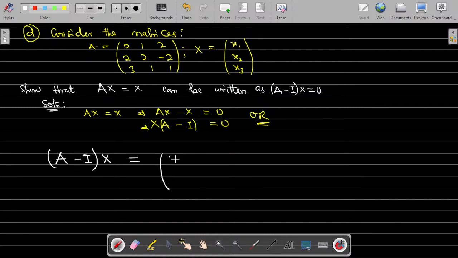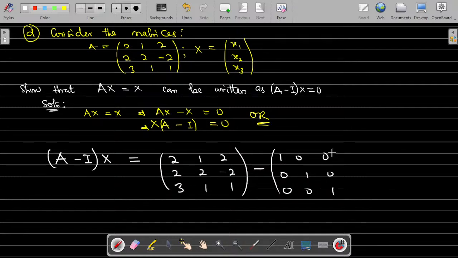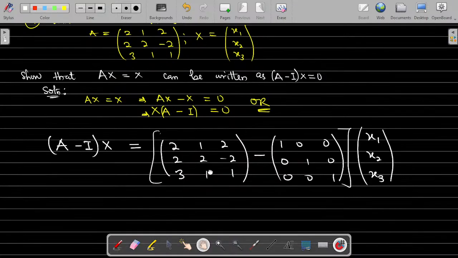Now this is the same thing as having your A. Our A is 2, 1, 2, then 2, 2, minus 2, then 3, 1, 1, and then we have minus I, which is the identity matrix. Since it's a 3 by 3, it's going to be 1, 0, 0, 0, 1, 0, then 0, 0, 1. Remember that all of this is multiplying our x, and our x is x1, x2, and x3, and they are saying we should write this as equal to 0.